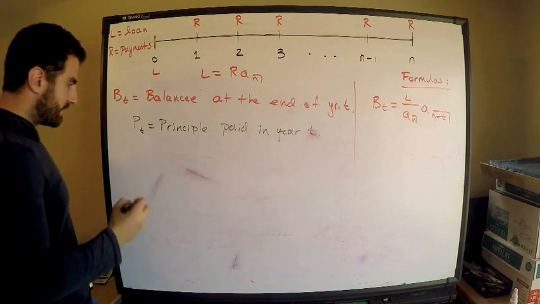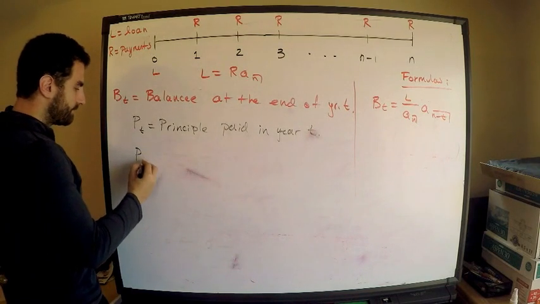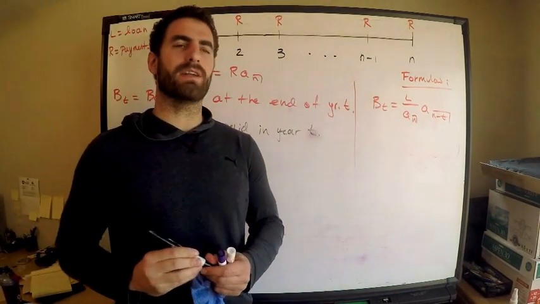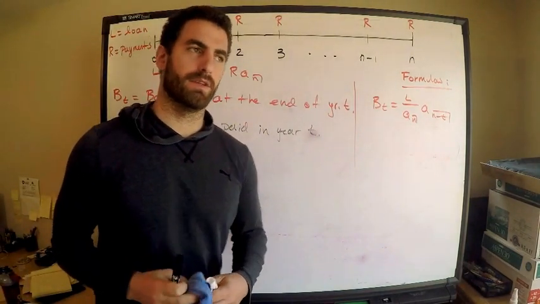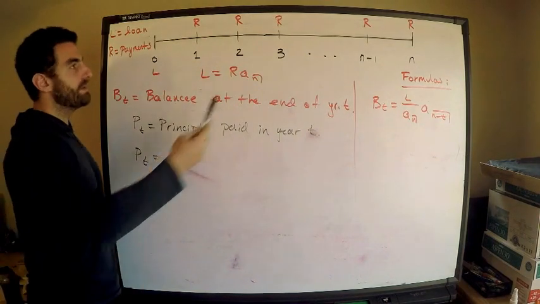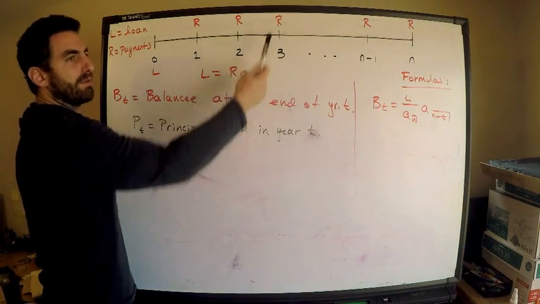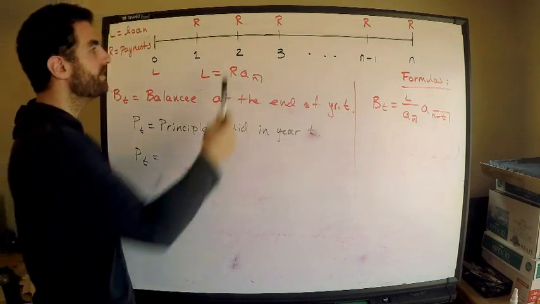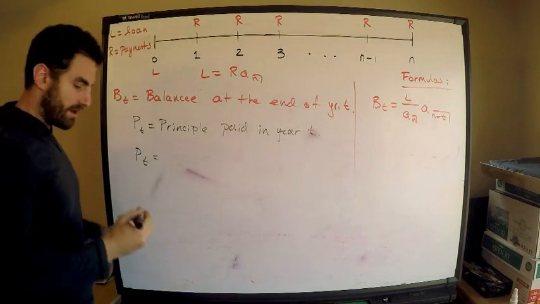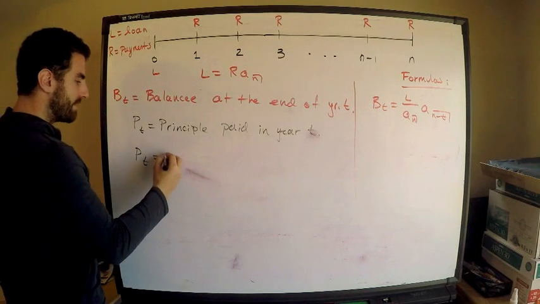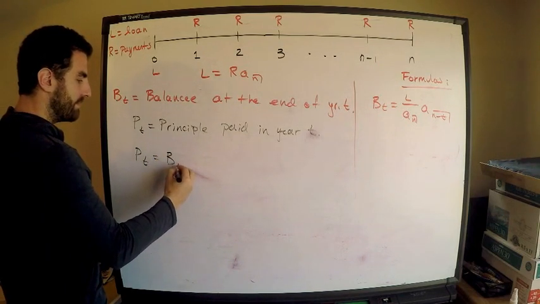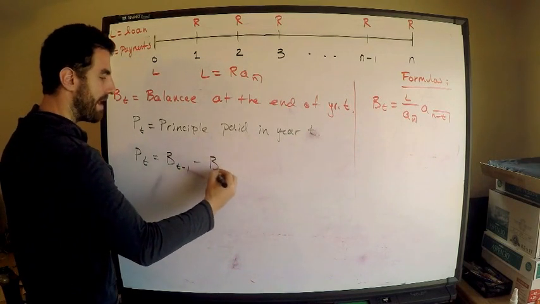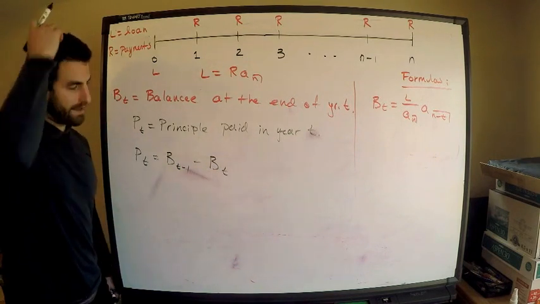Think about this logically. Just think about what the principal paid should be. If you think about it for a second, it's related to the balance. Whatever I pay in, say, year 3, the amount of principal I pay is going to be how much the balance changed from year 2 to year 3. In other words, the principal paid in year T is exactly the balance in year T minus 1, the previous year, minus the balance in year T.